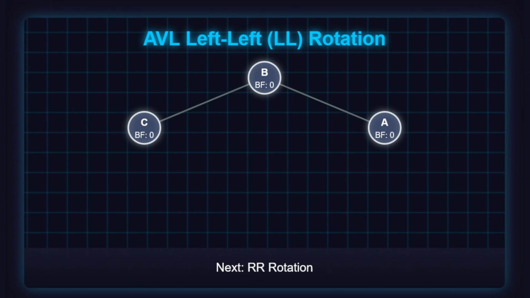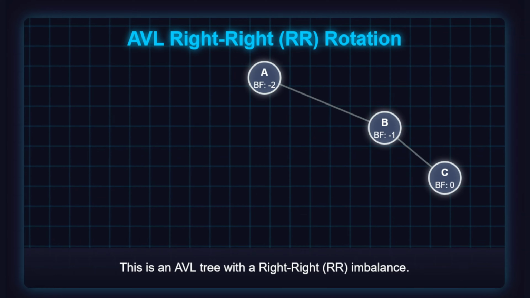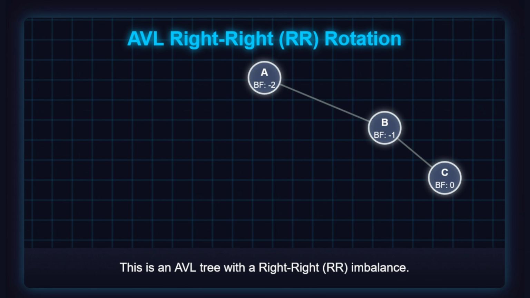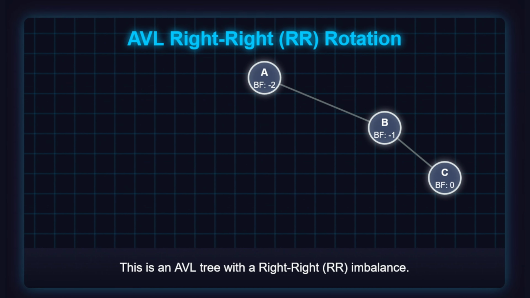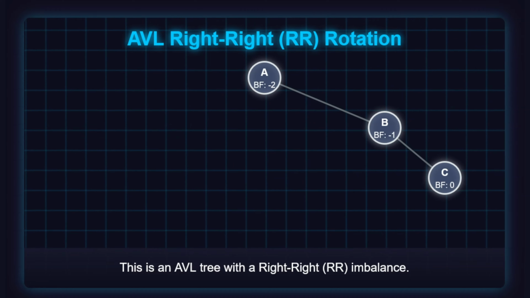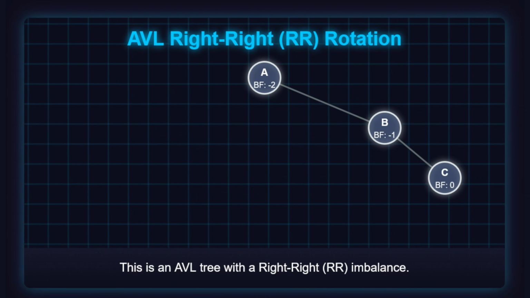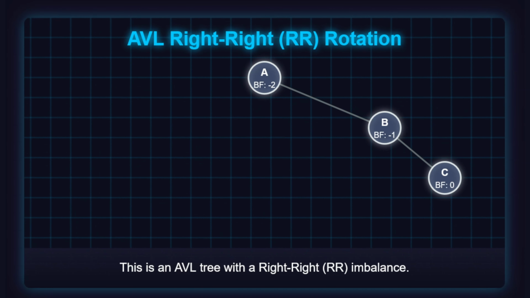Next, RR rotation. AVL right-right, RR. This is an AVL tree with a right-right, RR imbalance. Node A is the root, with B as its right child, and C as B's right child. Notice how all nodes are aligned to the right, making the tree unbalanced.